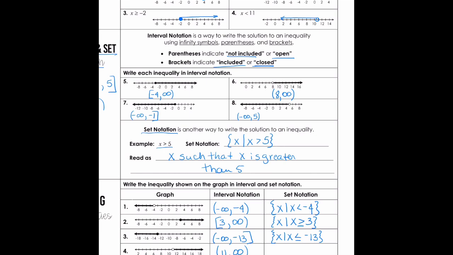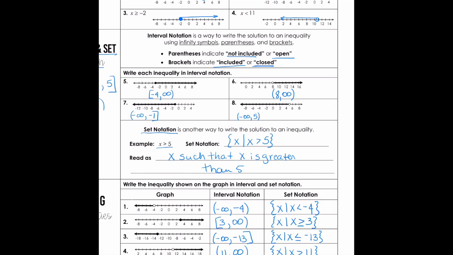All right, as far as set notation goes, we're going to start off with x such that x. Since these go to the right, we're looking at greater than. Since it's an open circle, there is no equals bar, and the number is 11. So that's what set notation is going to look like.